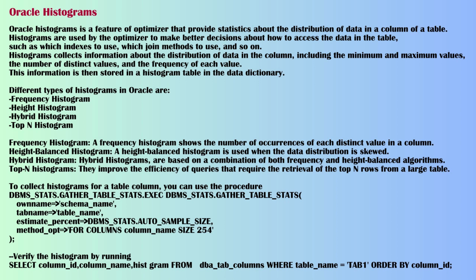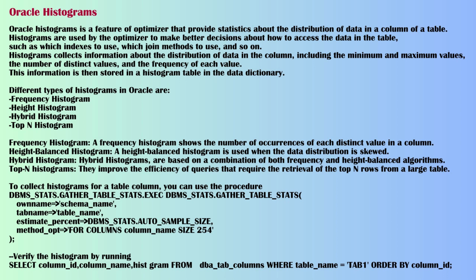The optimizer uses the information in the histogram to estimate the selectivity of predicates involving the column, which in turn affects the cost-based plan chosen for executing the SQL statement. By having a better understanding of the data distribution in the column, the optimizer can make more accurate estimates of the number of rows returned by a query and choose a more efficient execution plan.